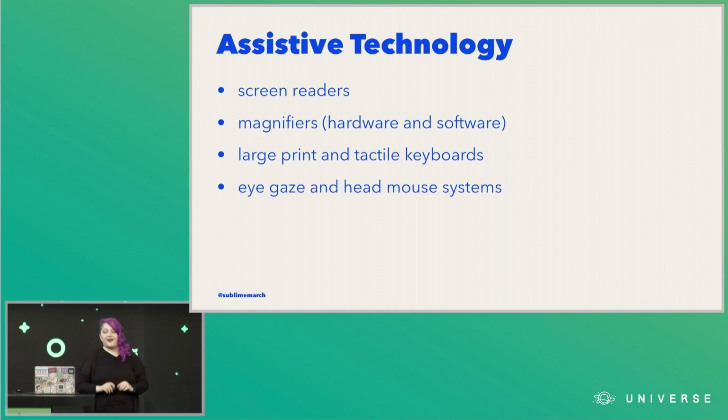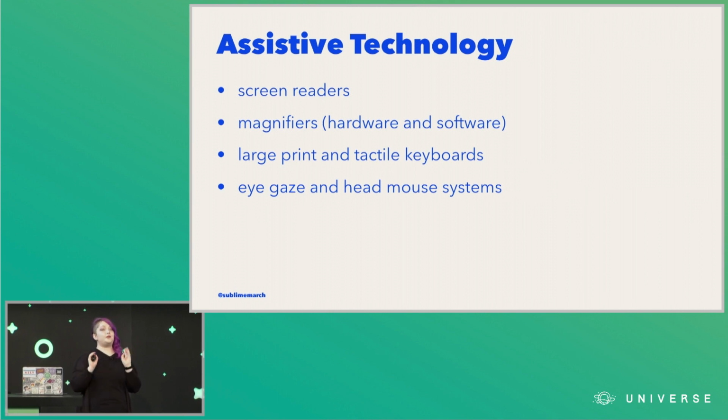Other assistive tech are eye gaze and head mouse systems. These are so cool. These are devices that track the way that the user's eye moves, where it's pointing, looking at a screen, and then enables the user to click and move a mouse and whatever they need to do just by moving their eyes.